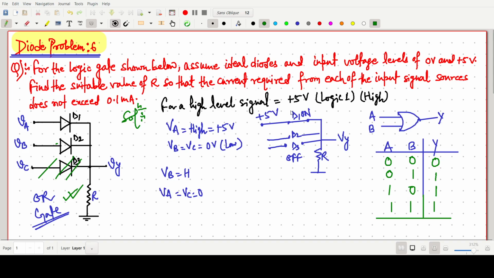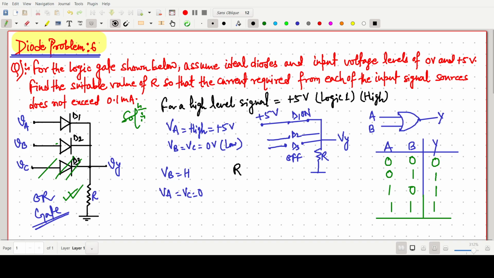In an OR gate, if any one of the inputs is high, the output is high, and when both inputs are 0, the output is 0. So this is an OR gate. In general, we can say the circuit, and here we have to find the value of R.